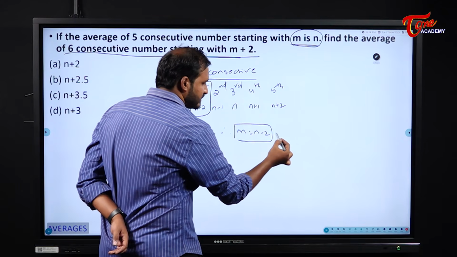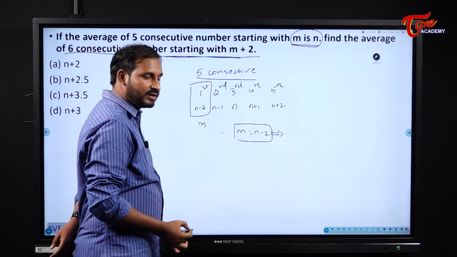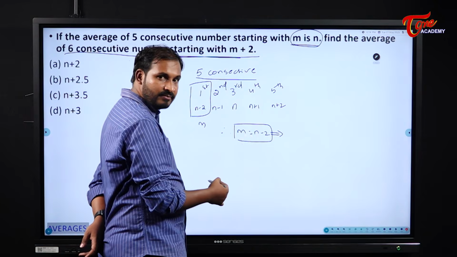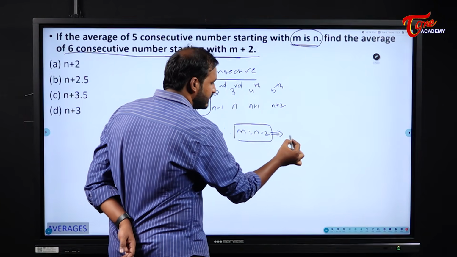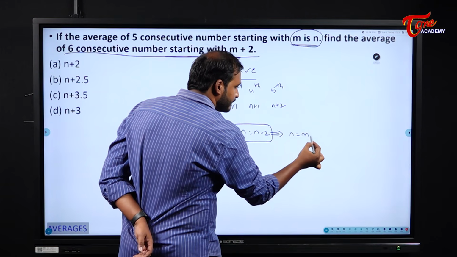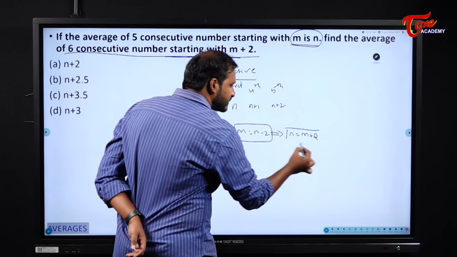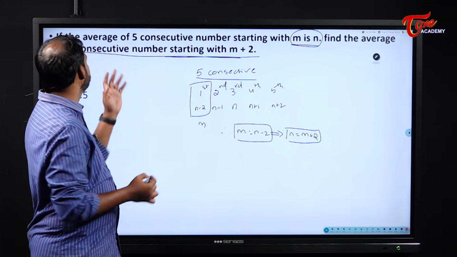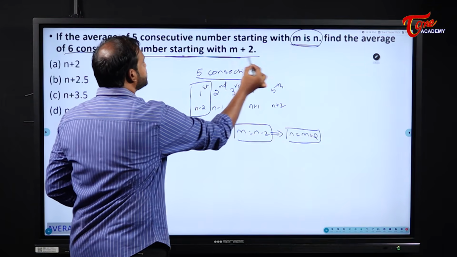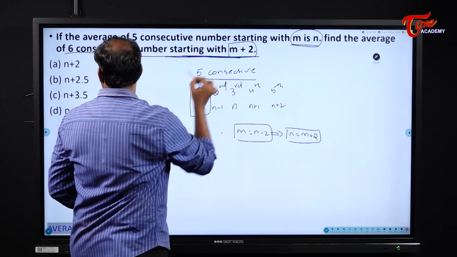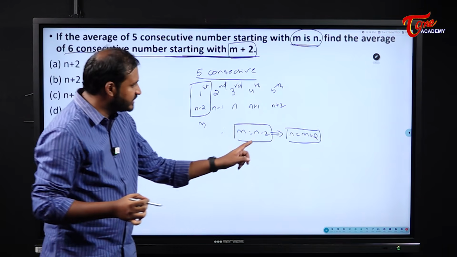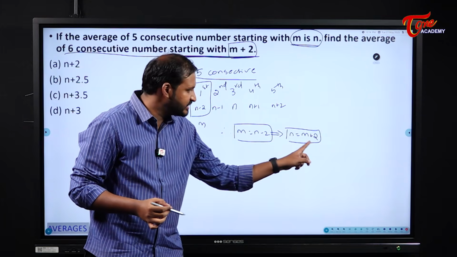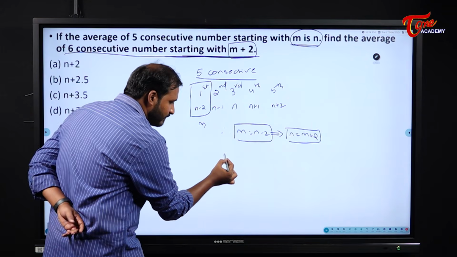Now, see here, students. From this one, what is the value I can take here? n is equal to m plus 2. Now they are asking us the average for the 6 consecutive numbers starting with m plus 2. m plus 2 means nothing but n. So the first number is n.